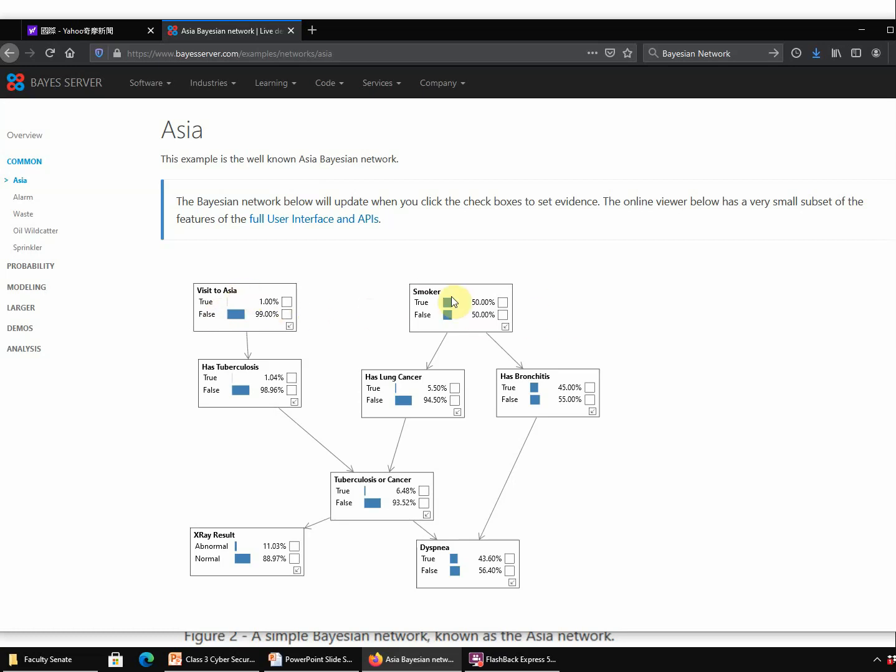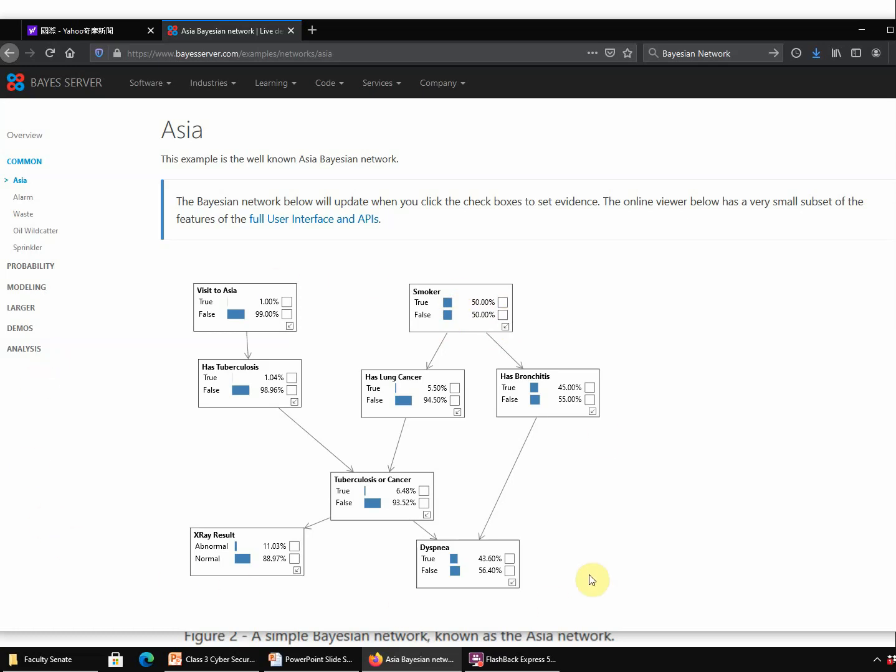places to start with. The first one is visit to Asia, the next one is smoker. So take a look at this. What 1% over here indicating visit to Asia means is that in the data set, 1% of the people have gone to Asia. 99% of people did not go to Asia. The same thing over here for smoker and non-smoker. So true is 50%, false is another 50%.